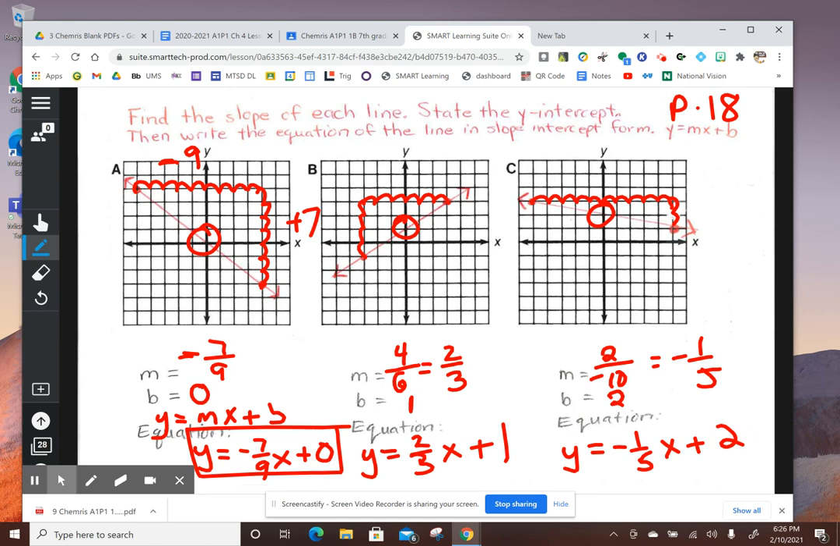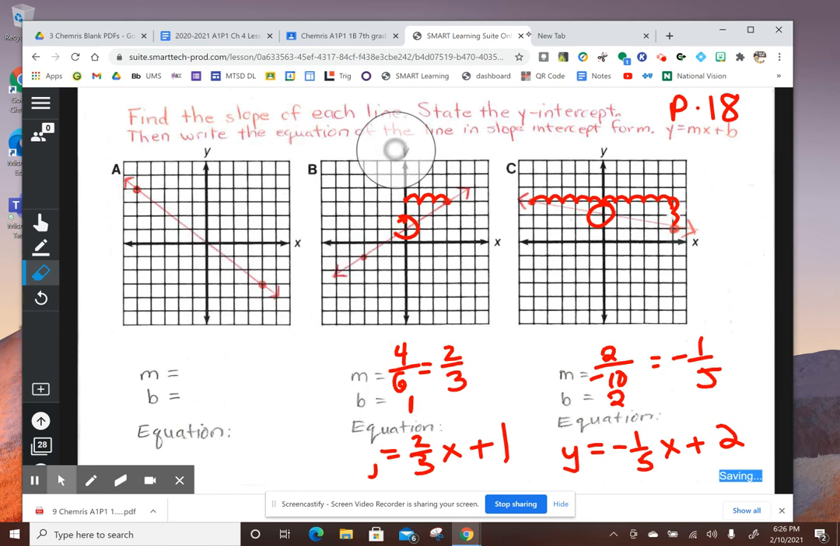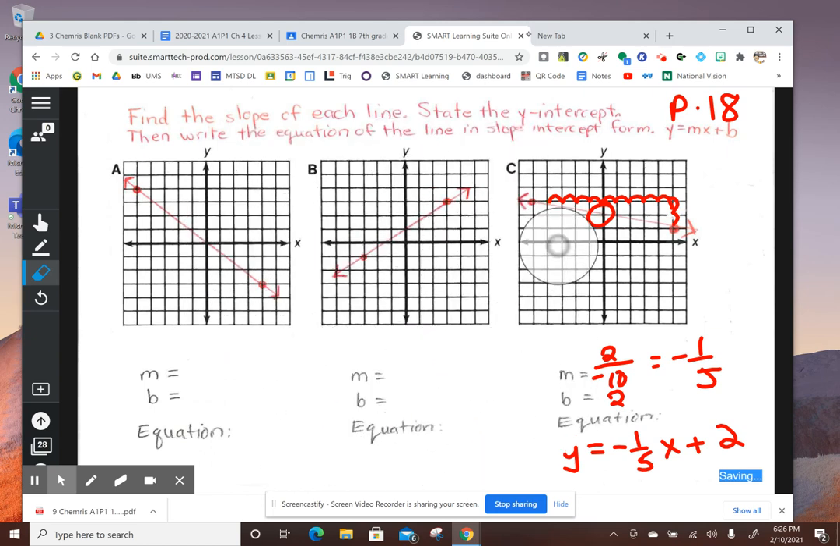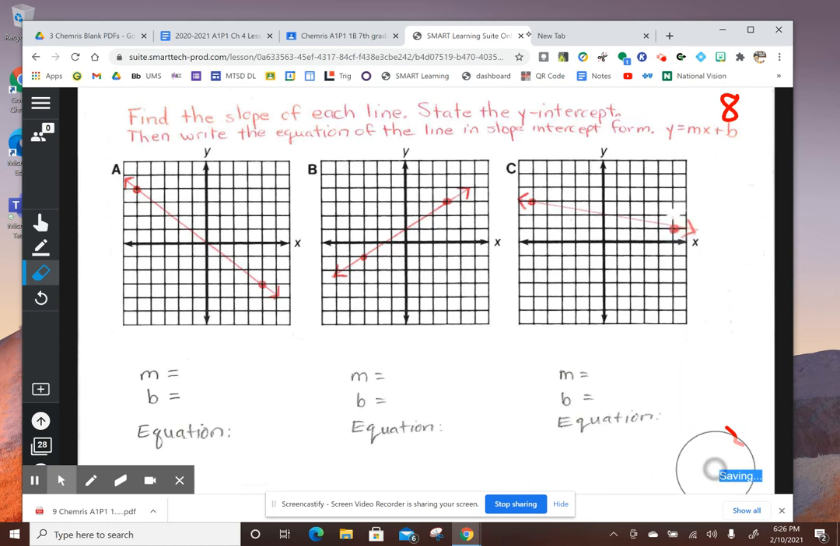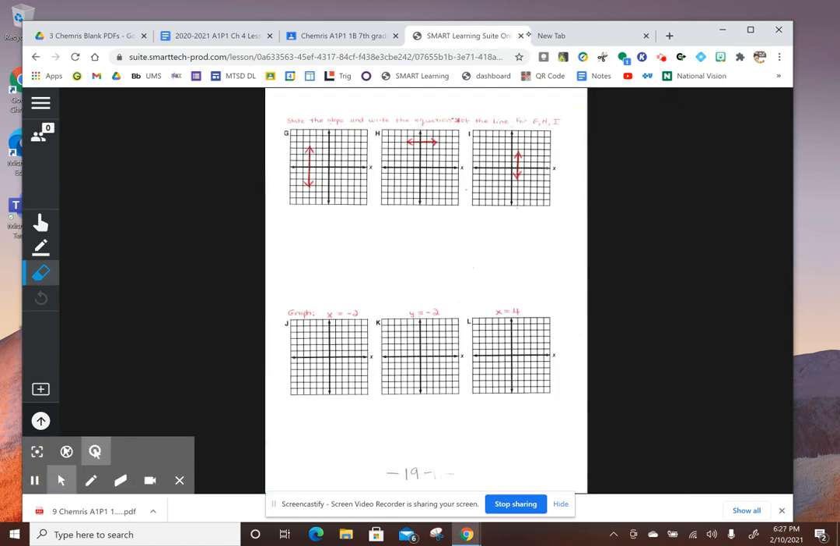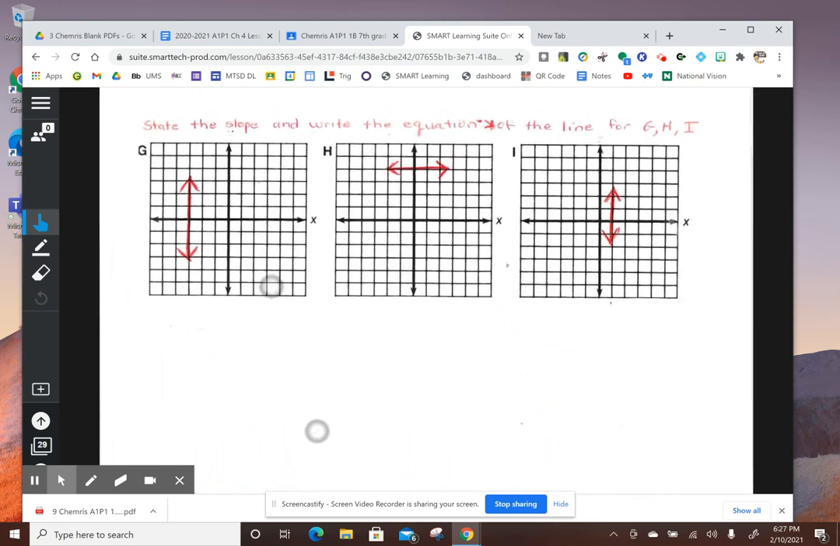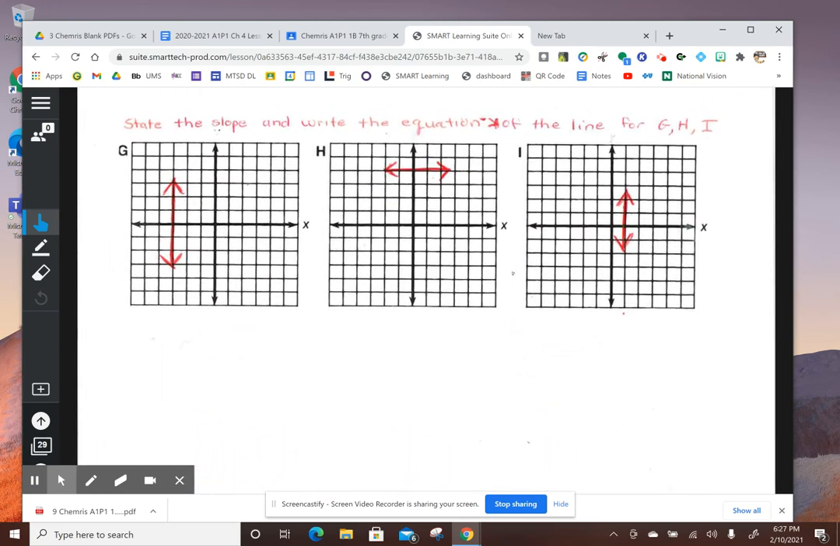Okay, so you can do D, E, and F on your own, and then check your answers. Maybe I'll post an answer key, but you can check your answers. Okay, so now on the next page, this says state the slope and write the equation of a line. Okay, now what's different about this?